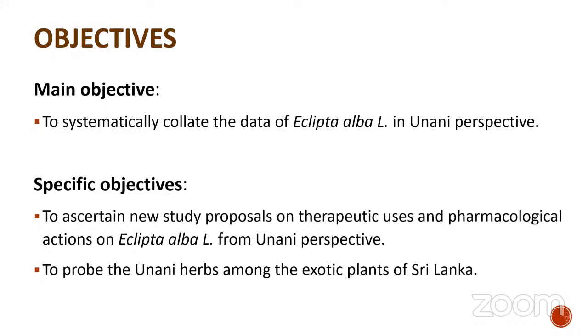Thus, this study was done with the main objective to systematically collate the data of Eclipta alba from the Unani perspective, and with 2 other specific objectives: to ascertain new study proposals on therapeutic uses and pharmacological actions of Eclipta alba from the Unani perspective, and also to probe the Unani herbs among the exotic plants of Sri Lanka. As we know, many of the herbs mentioned in Unani classical texts are not available in Sri Lanka, so whatever herbs are mentioned can be probed among the exotic plants.